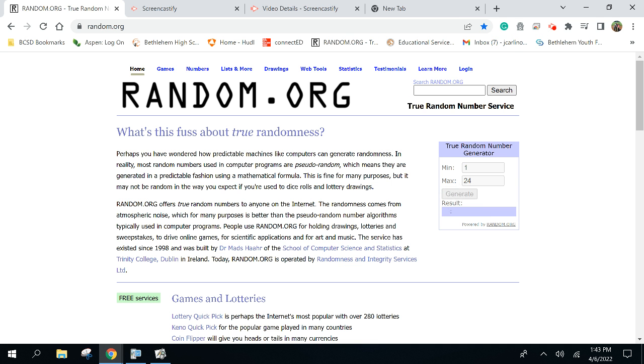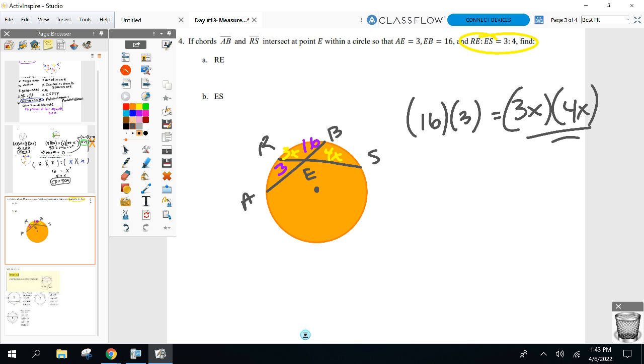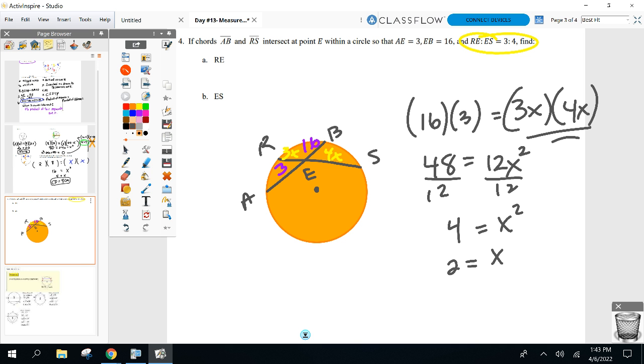Represent that for me now. Griff, give me 2 segments you know. 16 times 3 is equal to 3x and 4x. Good. None of this problem worried me except for right here, what you guys did with your fine algebra skills. 48 equals 12x squared, not 7x, not 12x. 12x squared. Get the 12 out of there. x squared equals 4, x equals 2. Make sure we go back and solve the problem now, though. 2 leads me to my answer.